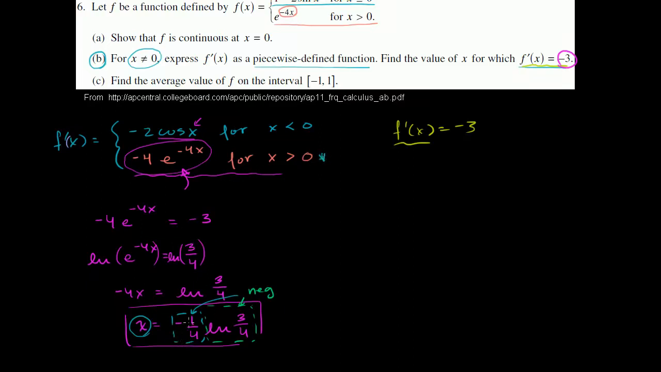So that's our answer. x is equal to negative 1/4 natural log of 3/4. Or we could write f prime of negative 1/4 times the natural log of 3/4 is equal to negative 3. And we're done.